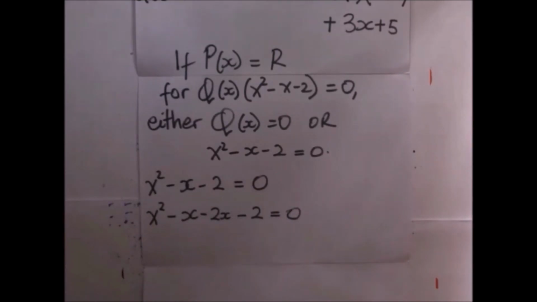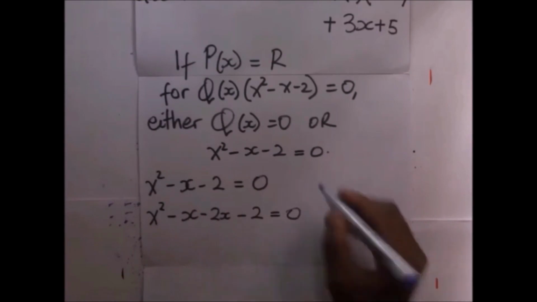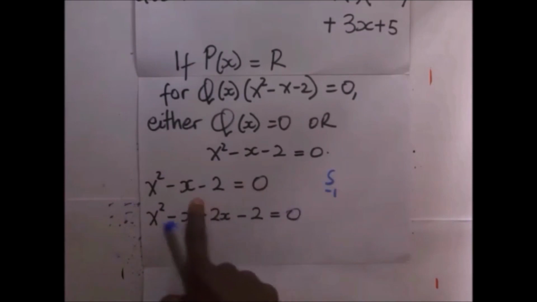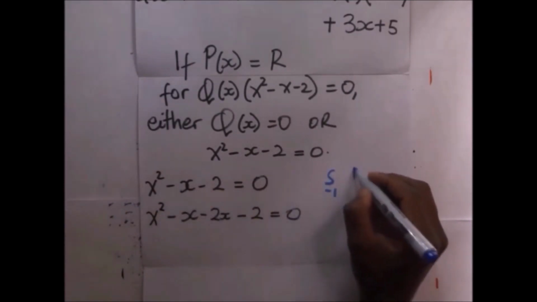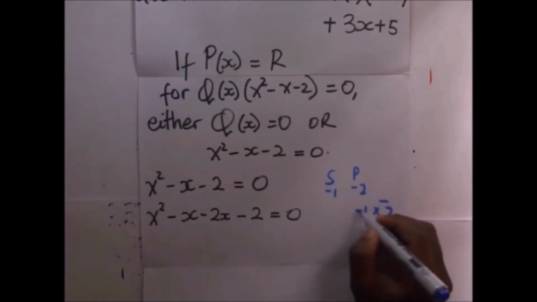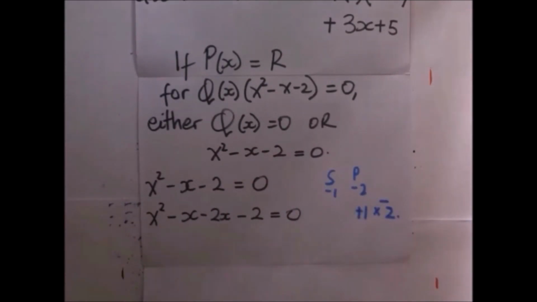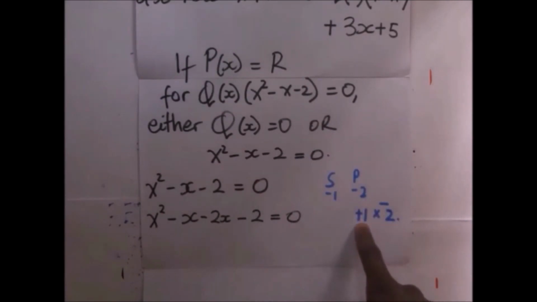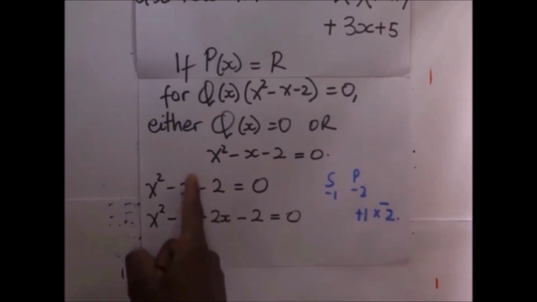We get two numbers when we are prime factorizing. Two numbers should give us a sum of negative 1, and when we multiply them, they should give us a product of negative 2. These two numbers are going to be negative 2 and positive 1, because positive 1 plus negative 2 is going to give us negative 1. Then positive 1 times negative 2 is going to give us negative 2.